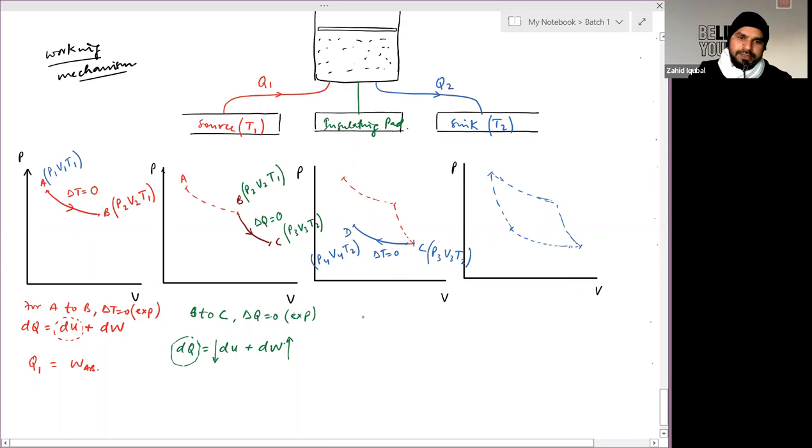So C to D, delta T is 0 and it is compression. According to the first law, dq is du plus dw. Du is 0 since there is no change in temperature, and dq is the heat being ejected out from the system. So it will be termed as negative of heat equals the amount of work done during this process.